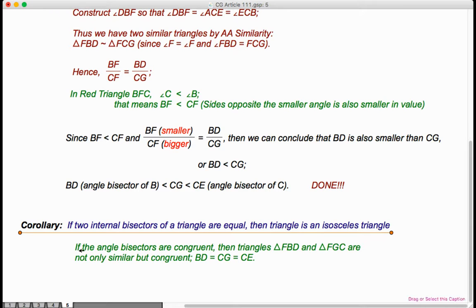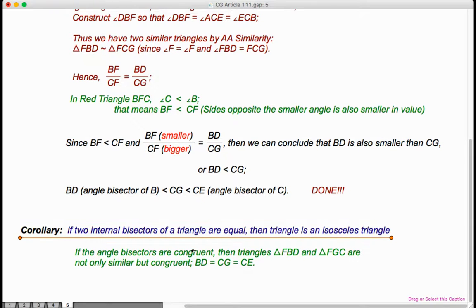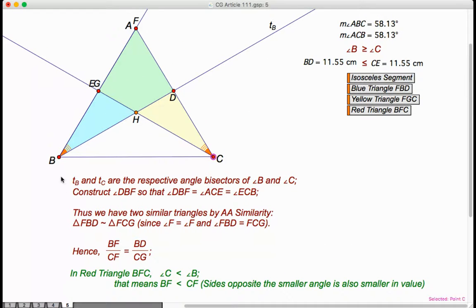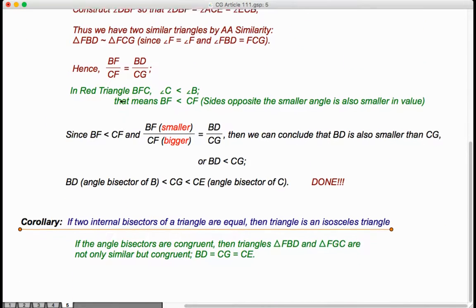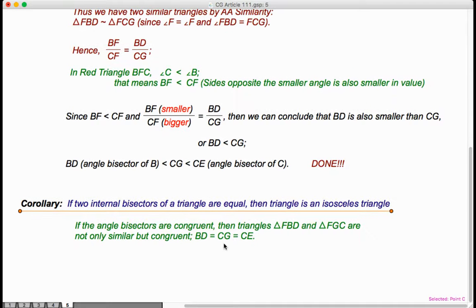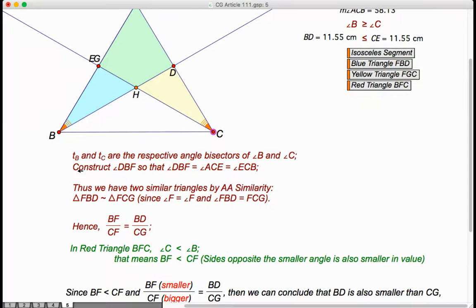And as I have said, if the angle bisectors are congruent, then triangles BFD and FGC, so FBD and FCG, are congruent to each other instead of being similar. Okay? And because of that, BD is equal to CG is equal to CE. So BD is equal to CE is equal to CG.